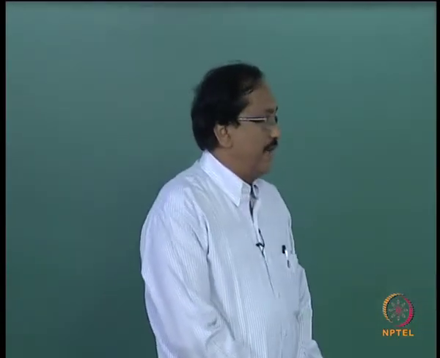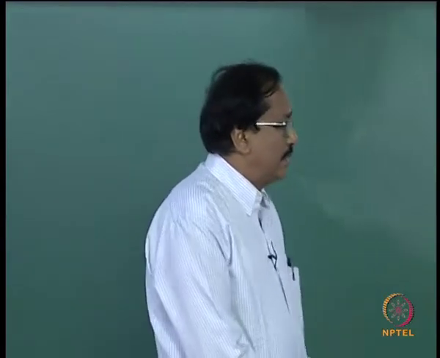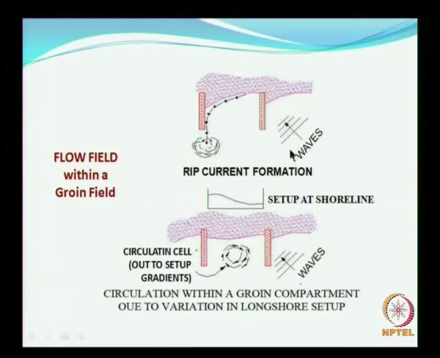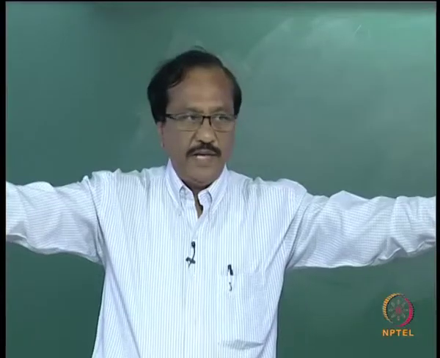Circulation within the groin field, groin compartment, due to variation in the longshore surface. So if you have a predominant direction as indicated here, you can have a kind of rip current formed, and you know what is meant by a rip current. Okay. In an open coast, it is because of the variation in the wave height along the shore.